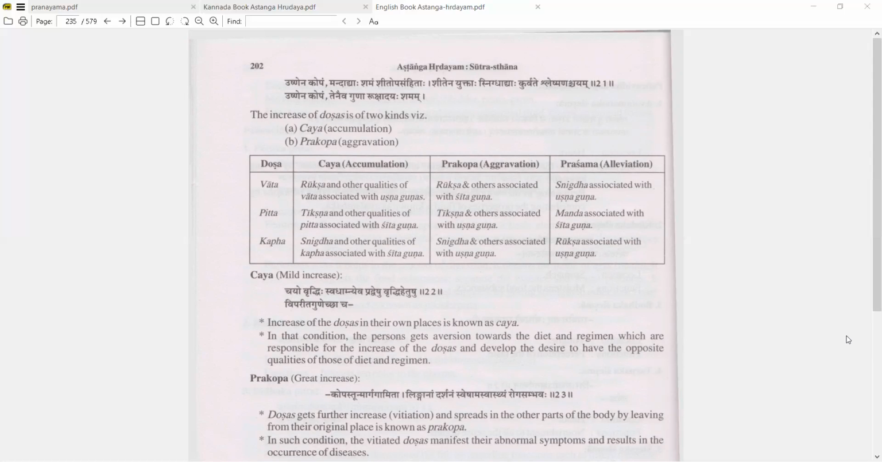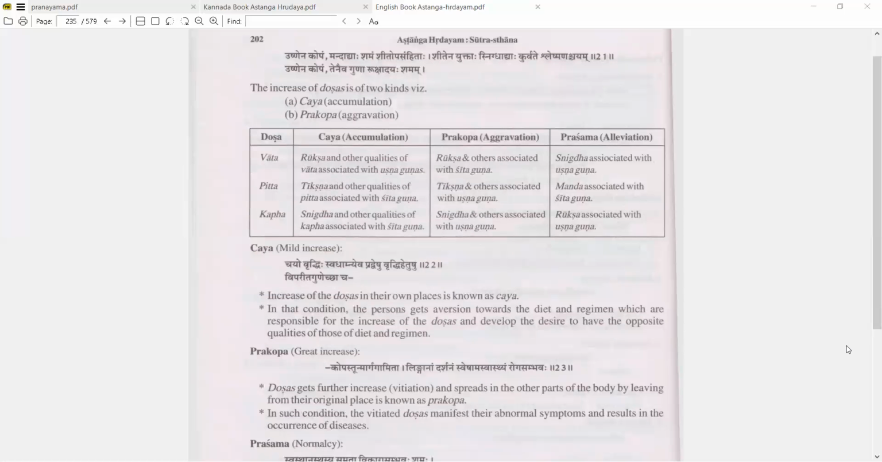Prakopa, aggravation: ruksha and others associated with sita guna. Prasama, elevation: snigdha associated with ushna guna. Pitta: tikshna and other qualities of pitta associated with sita guna, tikshna and others associated with ushna guna, manda associated with sita guna. Kapha: snigdha and other qualities of kapha associated with sita guna, snigdha and others associated with ushna guna, ruksha associated with ushna guna.